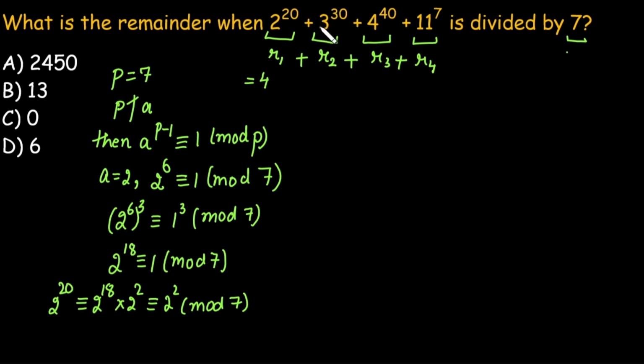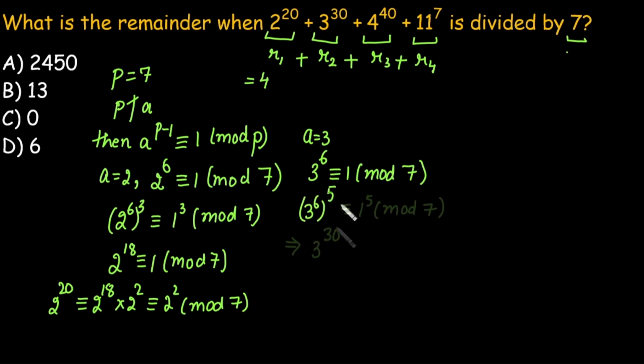Similarly, calculate for the next case. According to this, A is equal to 3. And 7 does not divide 3. Apply Fermat's little theorem. We have this. Then we need 30. The nearest number to 30 that is a multiple of 6 is 30 itself. So what we can do is take both sides to the power 5. On the left side, we have 3 raised to power 30 and on the right side 1. It means when 3 raised to power 30 is divided by 7, the remainder is 1.